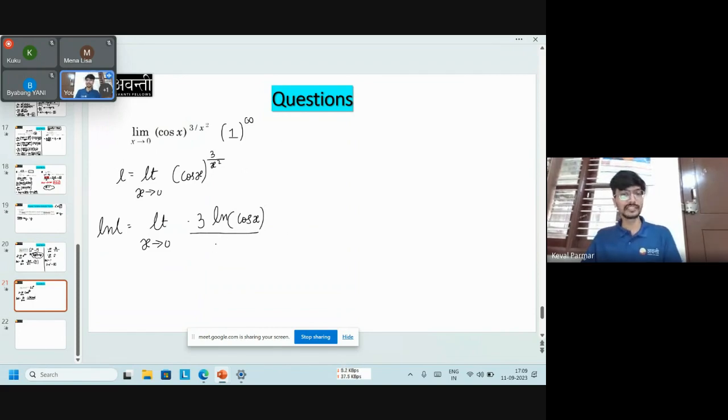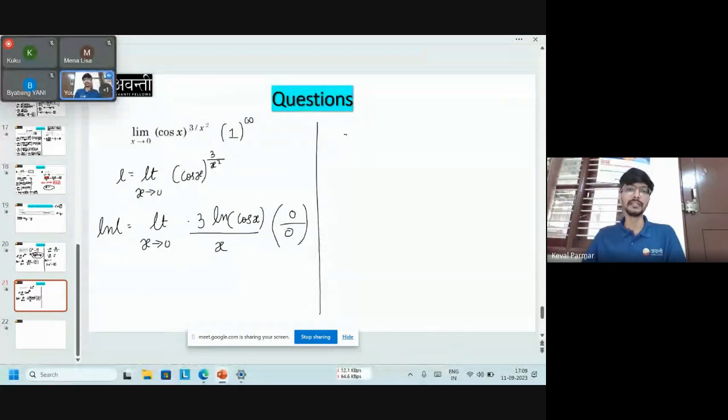Now, if you check the indeterminate form, cos 0 is 1 and ln 1 is 0, upon x square is 0. So my indeterminate form is 0 upon 0. So I can use the L'Hôpital rule. If I use the LH rule, 3 will remain as it is. 3 is a constant, so 3 will remain as it is. Limit x tends to 0.